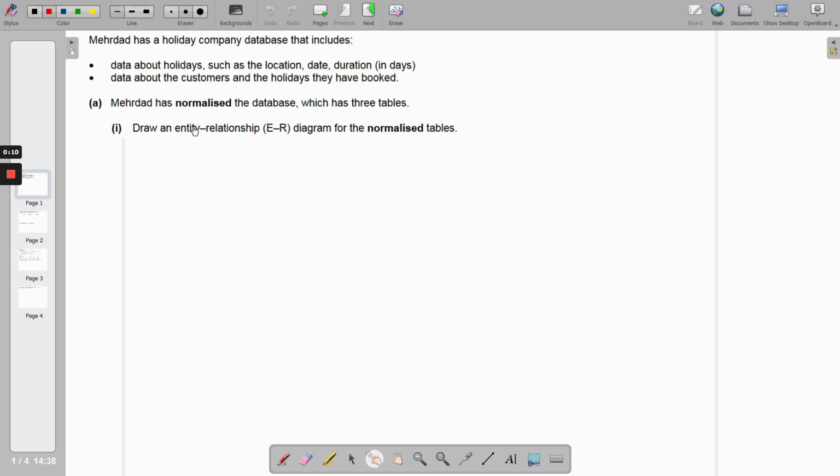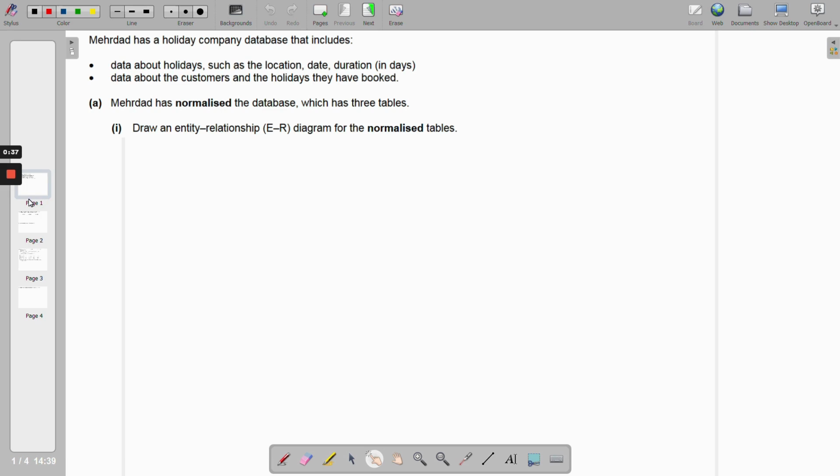Here in this question, Mehrdad has a holiday company database that includes data about holidays such as the location, date, duration in days, and data about the customers and the holidays they have booked. So the question is, Mehrdad has normalized the database which has 3 tables. Draw an entity relationship diagram for the normalized tables.